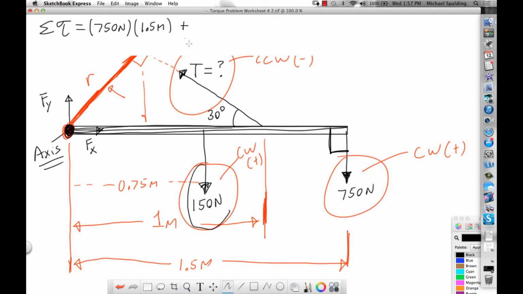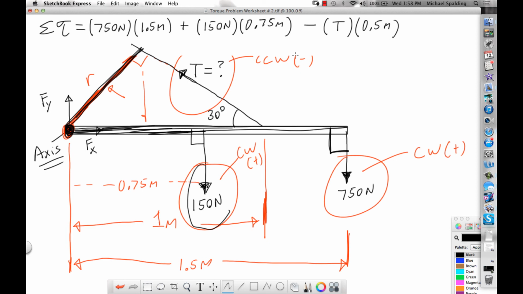Next torque is a positive torque because it's clockwise. So this 150 right here. What's the distance for that 150 from the axis over to that force? 0.75. Are they perpendicular? Yes. Okay, so that's good. And then for our last torque, we go minus T. That's the force. Now, what's the perpendicular distance to that force? The perpendicular distance, we solved for it, is 0.5 meters.